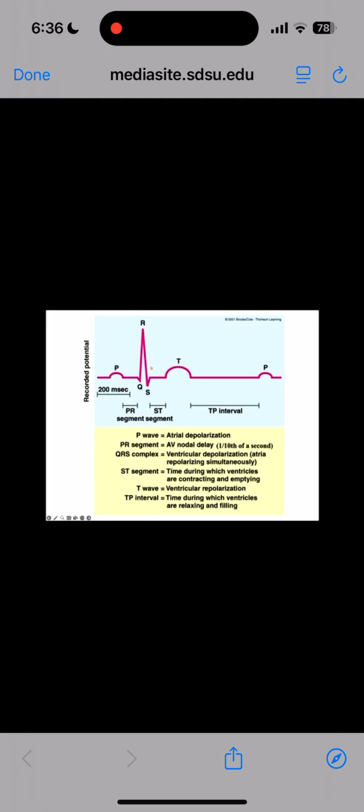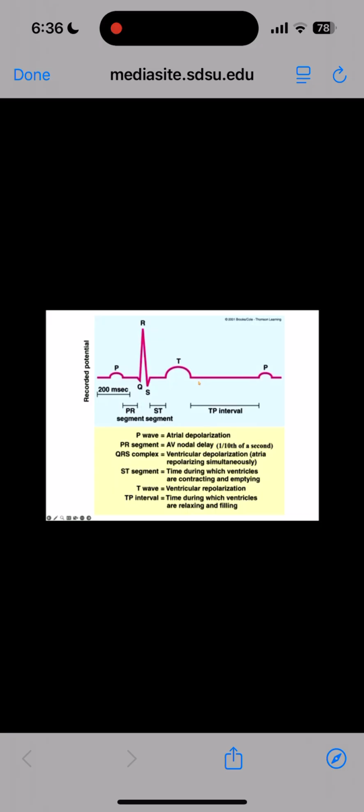The QRS complex is when both ventricle cells depolarize and atrial cells repolarize. And then there is an ST segment here. And that ST segment is the time when the ventricles are contracting and emptying, or ejecting whatever blood they're going to eject into their various arteries. Then we have the T wave, and that is when the ventricle cells are repolarizing, and the TP interval right in here is when the entire heart is relaxing, okay?